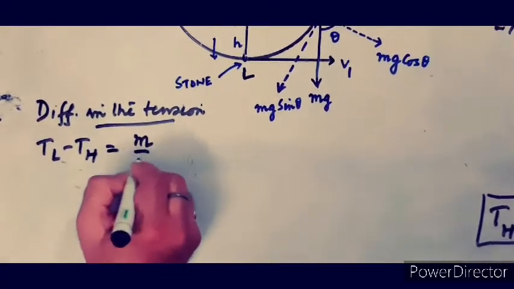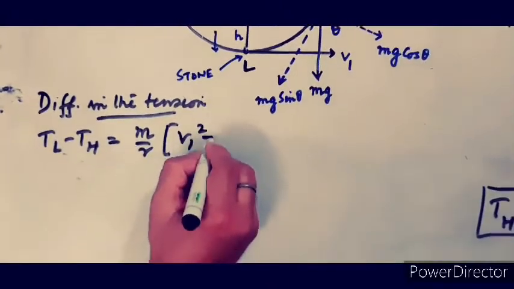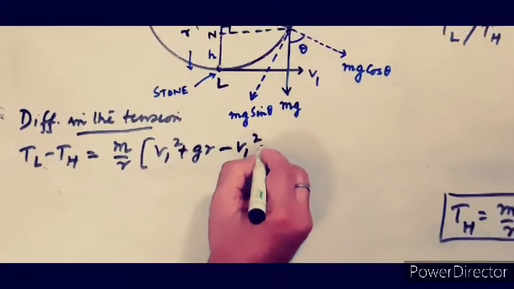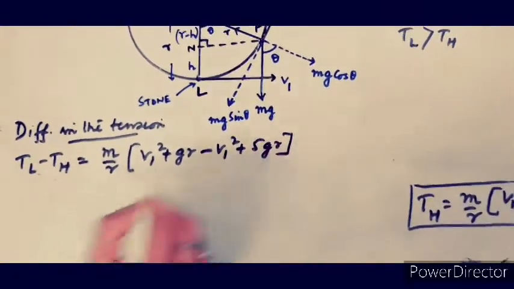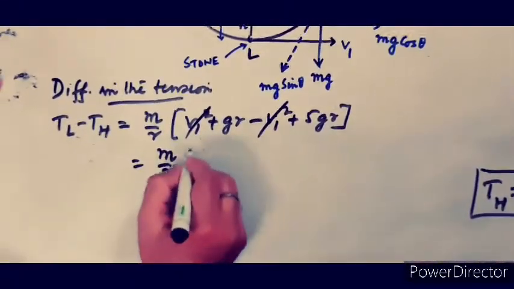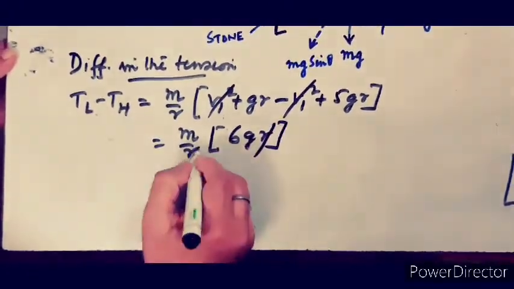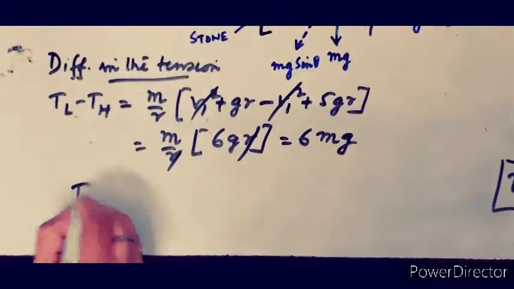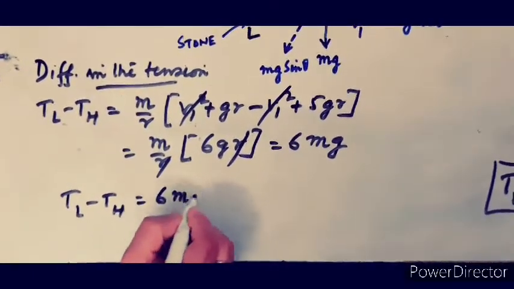That is M by R V1 square plus G into R minus V1 square, it becomes plus 5GR, right? So this is going to be cancelled, ultimately M by R within bracket 6GR, R cancelled, that is 6 into M into G. So TL minus TH is equal to 6M into G.